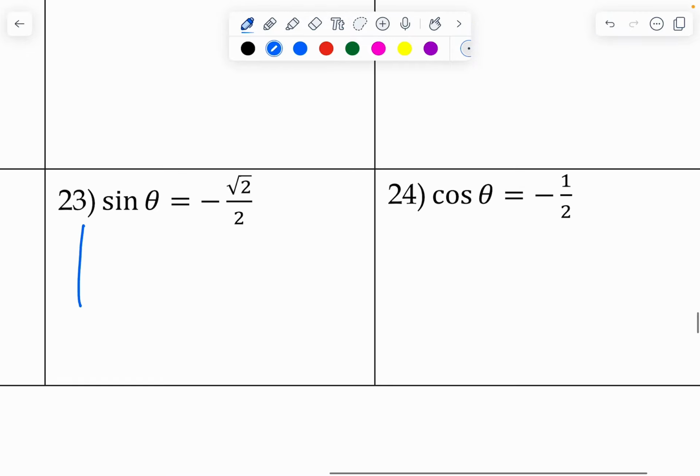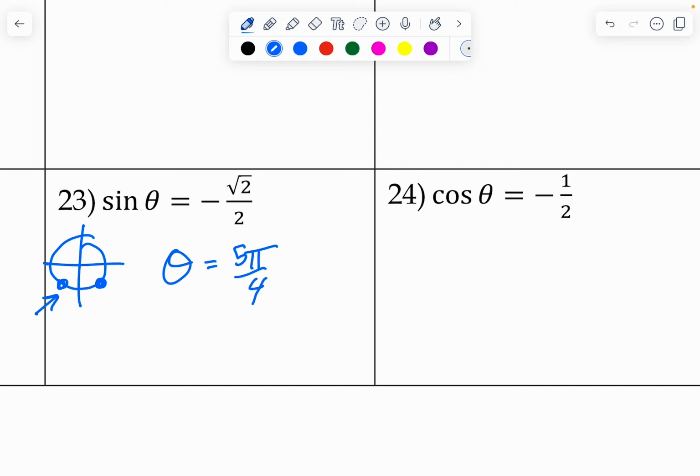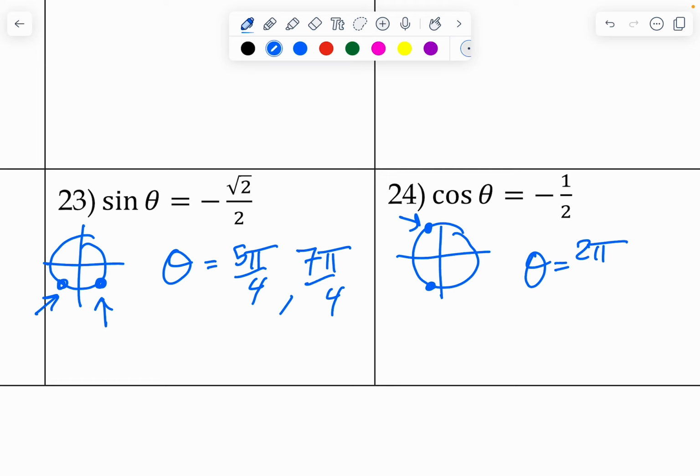Okay, so sine is our y value. We're going to be negative, and root 2 over 2 tells me it's a pi over 4 family. So in quadrant 3, that's 5 pi over 4. In quadrant 4, that's 7 pi over 4. Do you see how knowing the unit circle and knowing where everything goes makes a huge difference? Cosine of theta equals negative 1/2. That means I went over a little, and I have these two. So up here in quadrant 2, theta would be equal to 2 pi over 3. And in quadrant 3, I'm equal to 4 pi over 3.